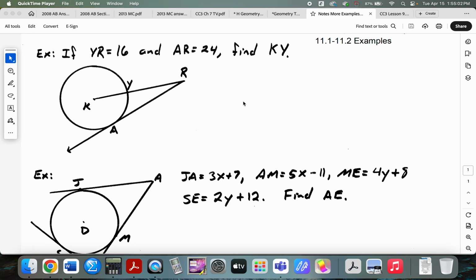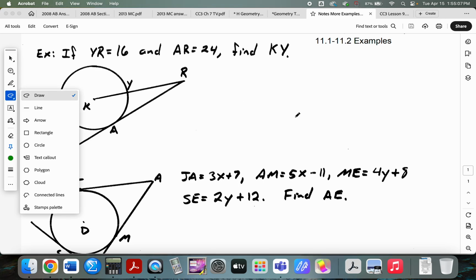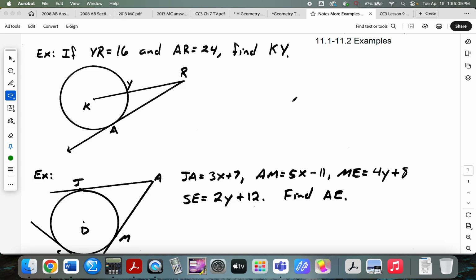All right. So today we're just going to be looking at some additional examples. No new notes in terms of new theorems or new vocabulary today, but we're going to take some of the problems that you've already done and move them up a notch. For example, this first one.